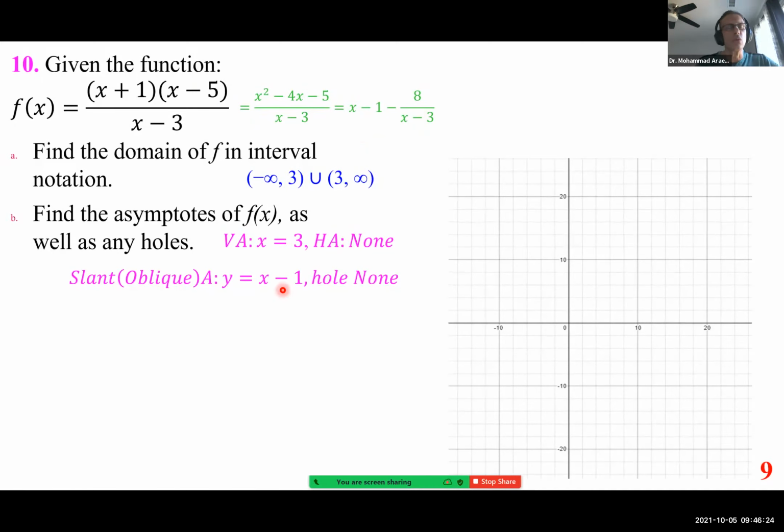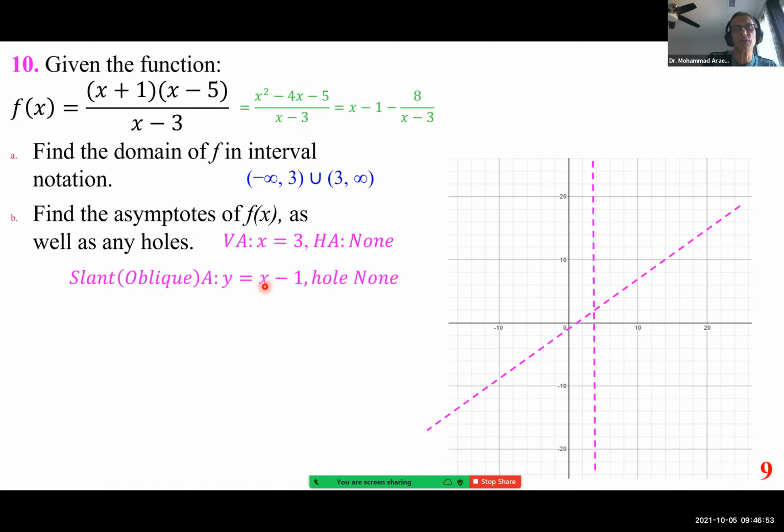And there is no hole. Hole is the result of a common factor between the top and the bottom. So VA, short for vertical asymptote, x equals 3. HA, short for horizontal asymptote, none. Slant or oblique asymptote, y equals x minus 1, there is no hole. So this is your vertical asymptote, and this is your oblique asymptote.